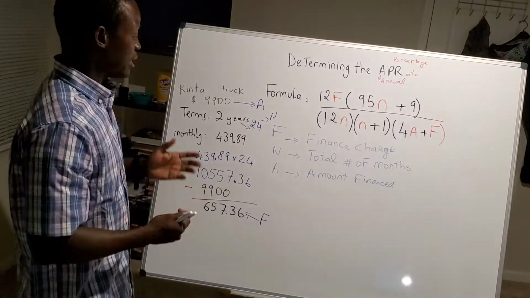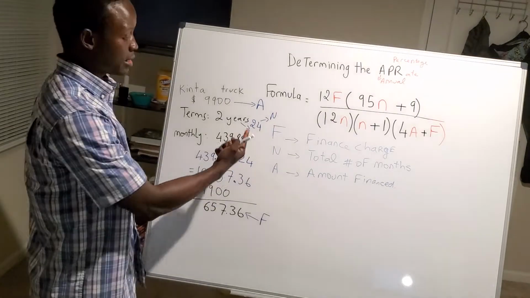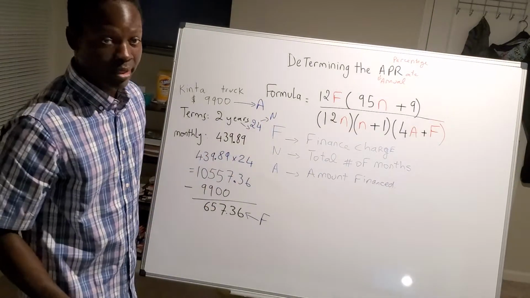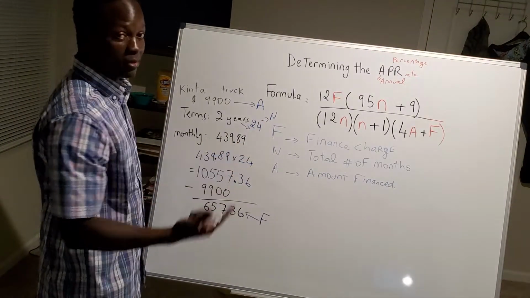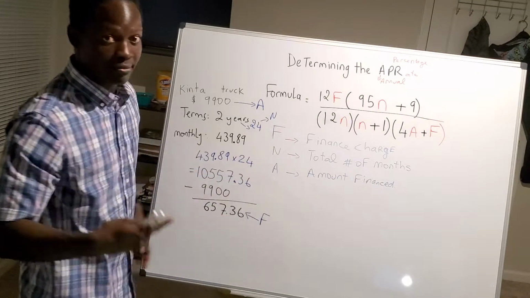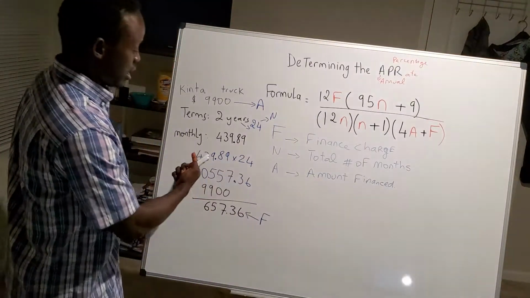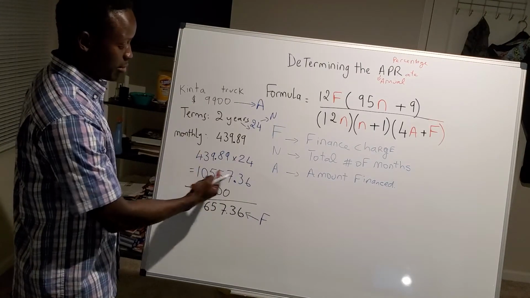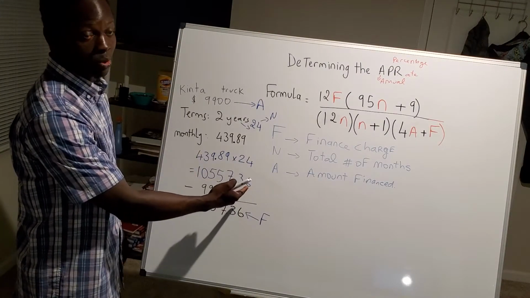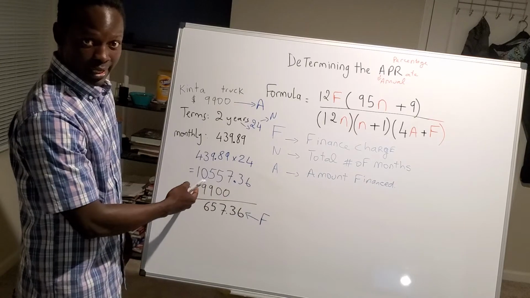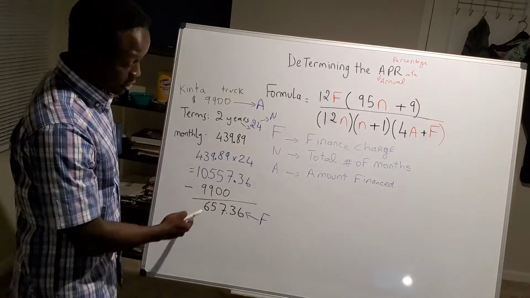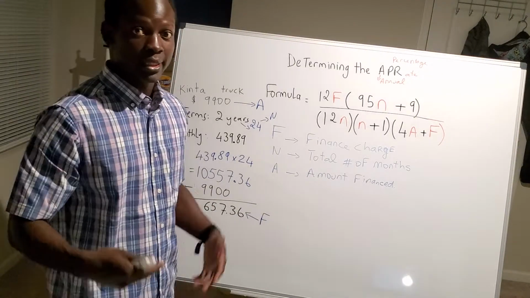But at the beginning, I didn't have my number of months, right? I started with years, so I got to find my number of months. And here I have my monthly payments, but I don't have the finance charge. The finance charge is how much I'm paying extra for the loan. So I multiply by 24, so this is how much the loan will cost me minus how much they gave me. So 657.36 is my finance charge.